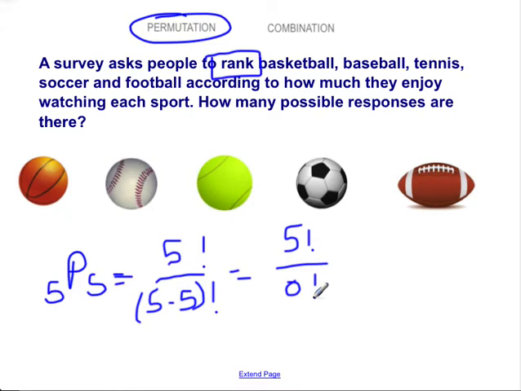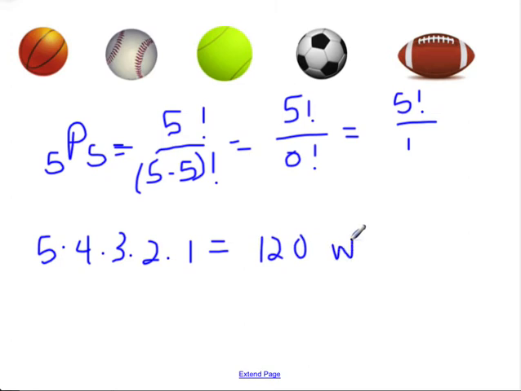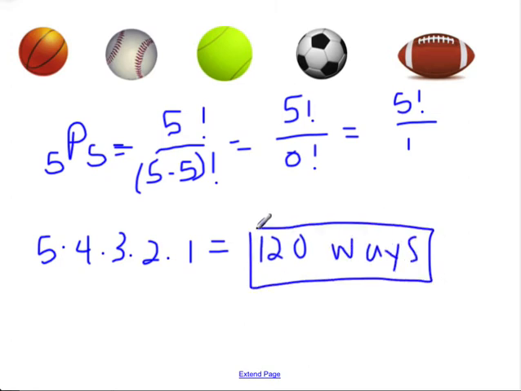Use it on a first date if the conversation gets a little dry, okay? 0 factorial is equal to 1. I'm going to say that again. 0 factorial is equal to 1. So really, this is just 5 factorial over 1. And 5 factorial is just 5 times 4 times 3 times 2 times 1. You can type that into your calculator, and when you do that, you get 120 ways. So there's 120 different ways that you can arrange each of those sports.